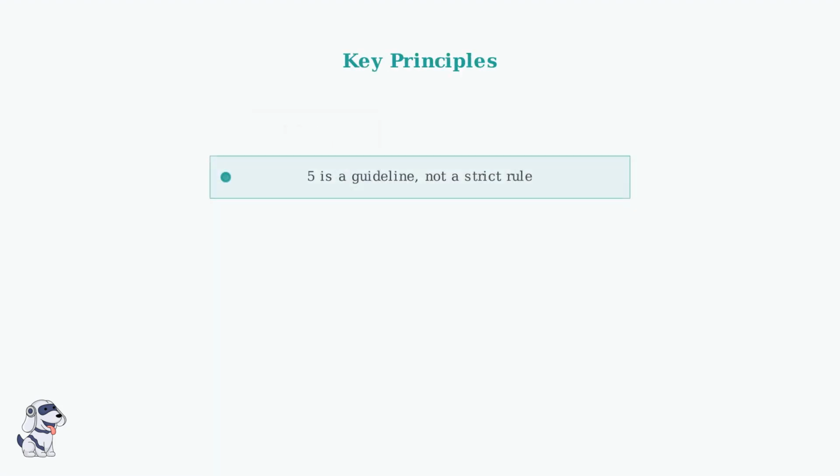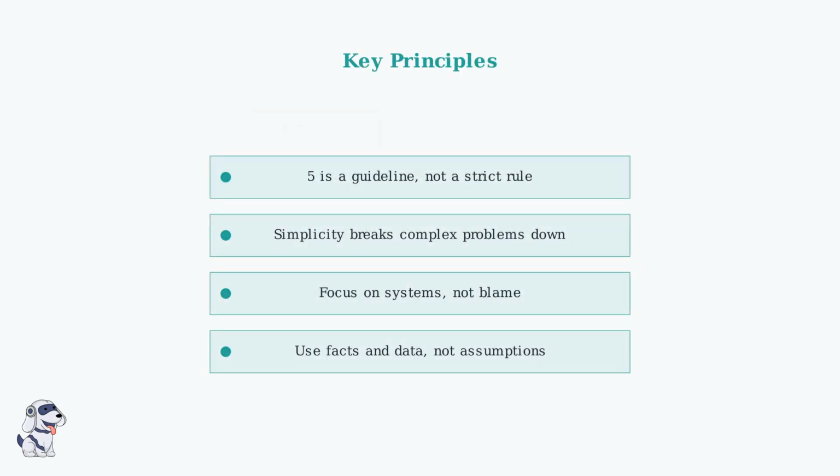Several key principles guide effective use of the 5 whys. The number 5 is a guideline, not a strict rule. You may need fewer or more questions. The technique's strength lies in its simplicity, breaking complex problems into manageable parts. Focus should be on improving systems and processes, not assigning blame to individuals. Most importantly, answers should be based on facts and data, not assumptions or opinions.